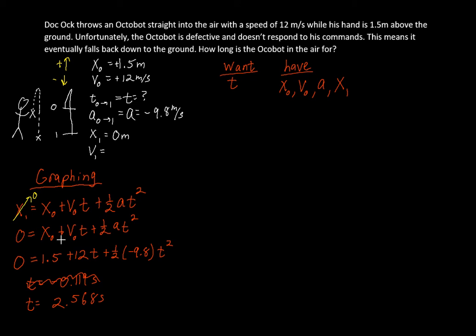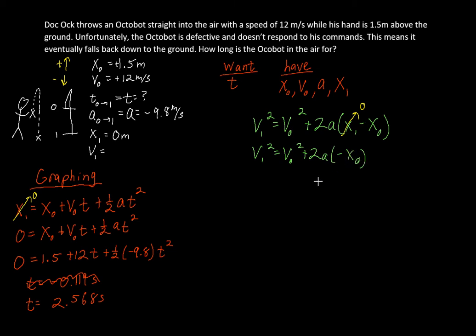If you don't have a graphing calculator, or if you don't want to do any sort of factoring method, then what you're going to end up having to do is a 2-step problem. Since we can't solve straight for time, we should solve for v1 first. So I'm going to go ahead and look through all these equations here, and I discover that v1 squared is equal to v naught squared plus 2a times x1 minus x naught. Again, plug in your zeros, and you'll get 0 there, leaving you with the equation v1 squared equals v naught squared plus 2a negative x naught. Don't forget that that negative still exists.